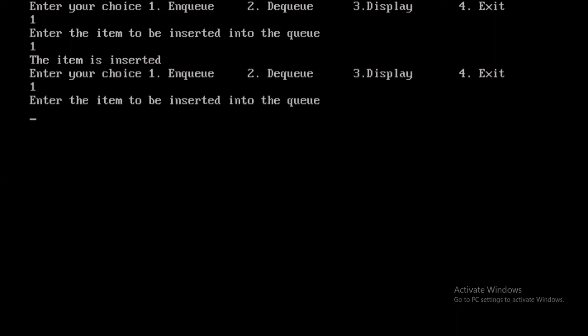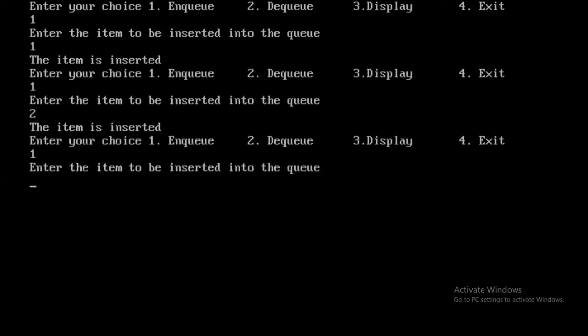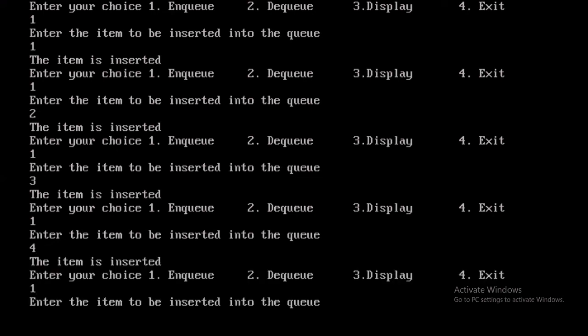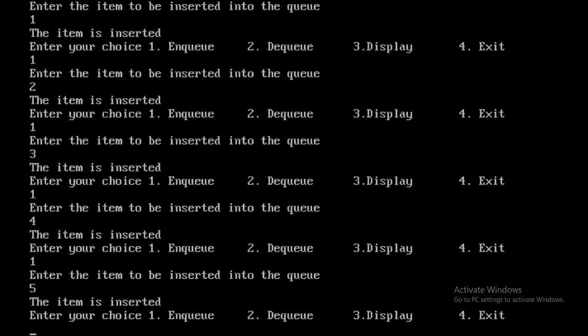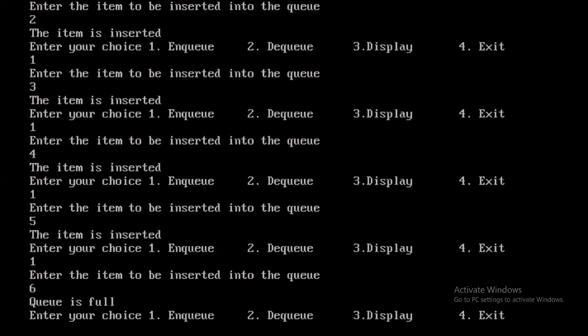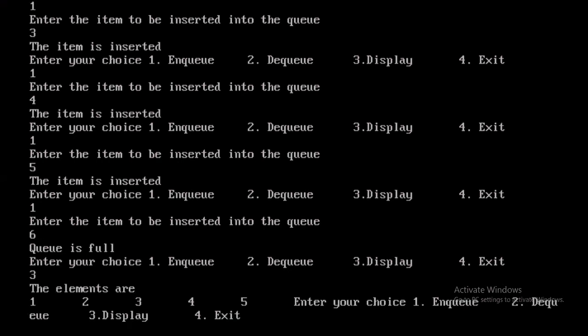I'll insert the second element, that is 2. Third element 3. Fourth element 4. Fifth element is 5. Now, if I try to insert one more element, that is 6, I should get an error message. See, the queue is full. So 6 was not inserted. You can check by calling display function. The elements in the queue are 1, 2, 3, 4, 5 because the size of the queue is 5. Only 5 elements you can insert.